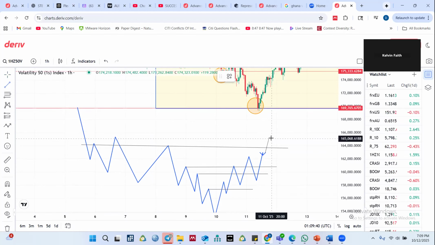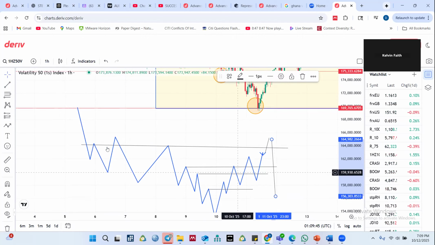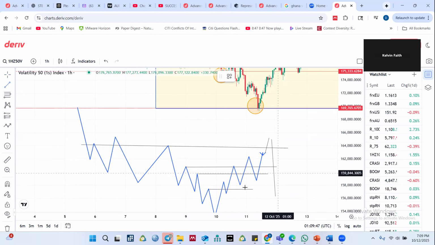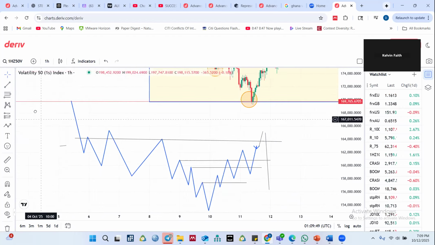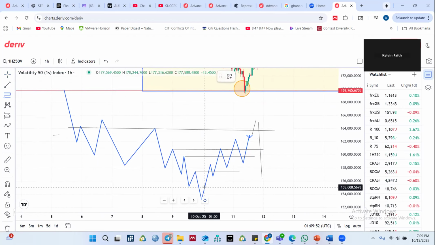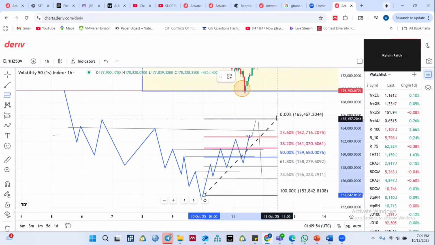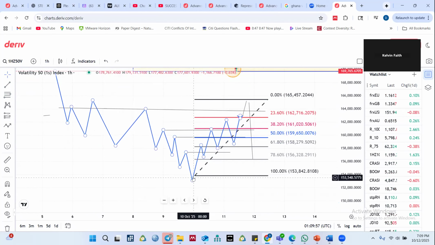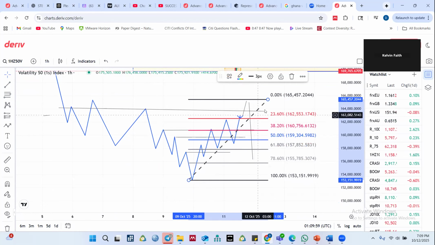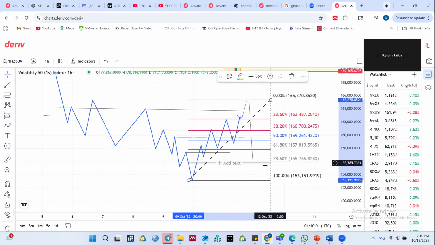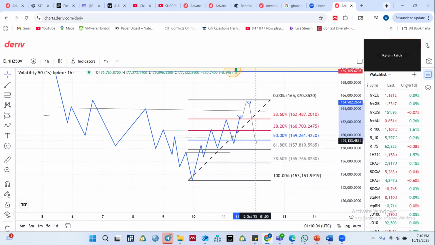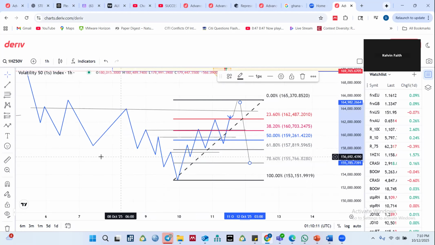We will only look for a pullback, something of that sort, and we might have a range from here, something like this. If we sweep all of that, we might have a pullback, maybe 50%. It might be an extended pullback, maybe 61, maybe 78. I can't tell right now, but we'll have this range.